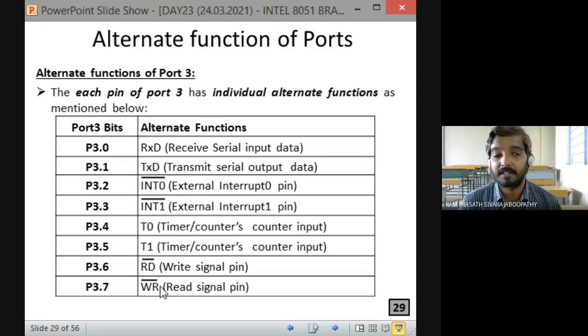For external data memory access, these two signals are nothing but the control signals, which enable the read or write operation from the external RAM. That's all. So these are the alternate functions of port 3 pins. Yes, is it clear up to this? Yes.